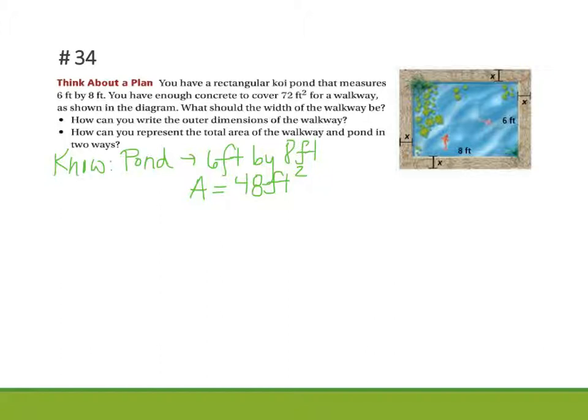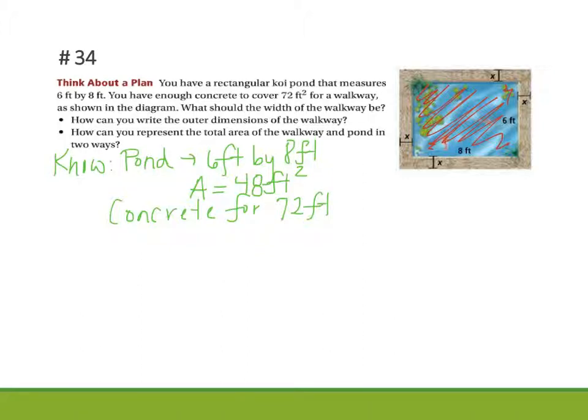So when you look at this problem and you're looking at the pond, keep in mind that the area is 48 square feet. That's something that we know. The number wasn't given to us directly, but we know that that is true because of the dimensions of the pond. We also know that we have enough concrete to cover 72 square feet.